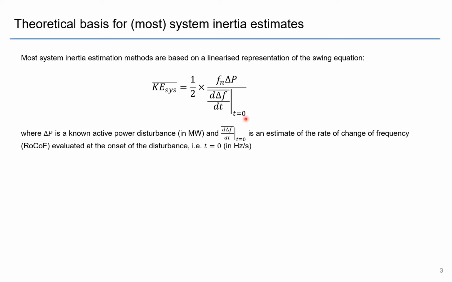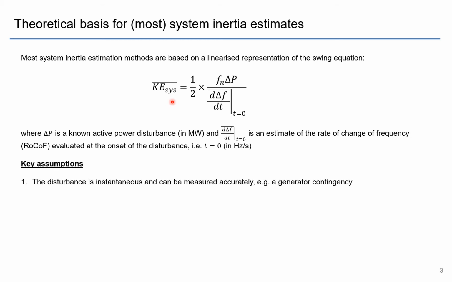So this is t equals 0. Of the disturbance, you know what the active power of that disturbance is, and so you can work backwards and calculate the kinetic energy or the inertia. However, there are some key assumptions here, because you can see that this doesn't use all parts of the swing equation.